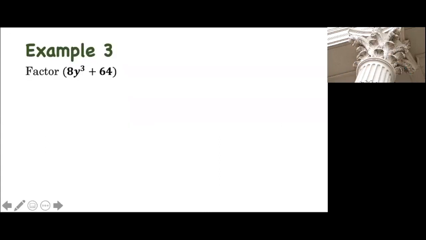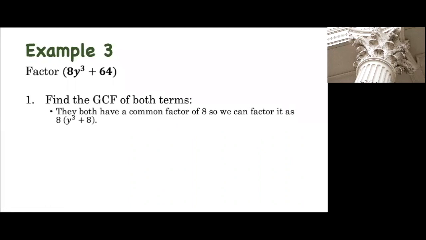So let's now proceed with example number 3. Factor the quantity of 8y cubed plus 64. So ang first step natin palagi is to find the GCF of both terms. So kung observe natin, meron po silang common factor na 8. So we can factor out the given as 8 times the quantity of y cubed plus 8. So ngayon po, ang gagamitin natin na first term ay yung y cubed at ang second term ay 8 kapag hinanap natin yung kanilang cube roots.